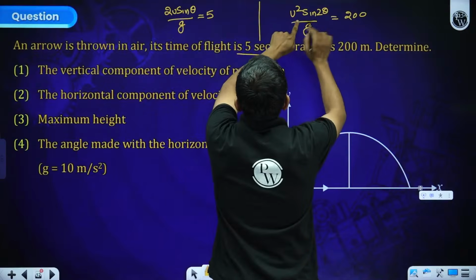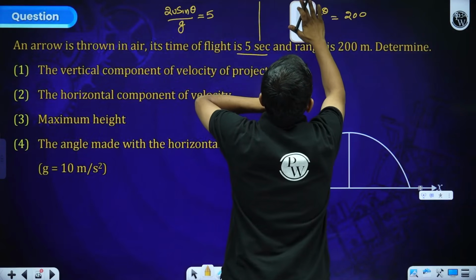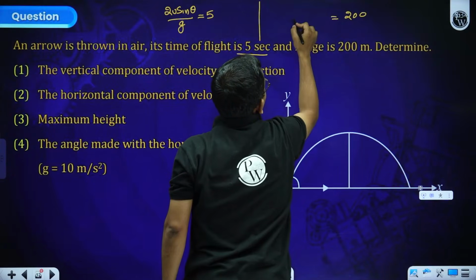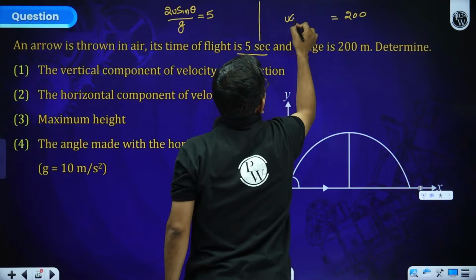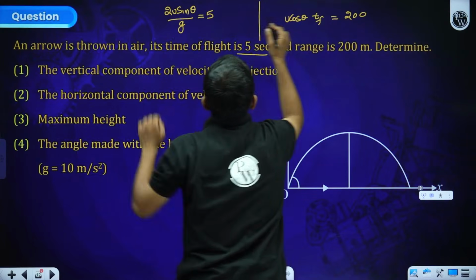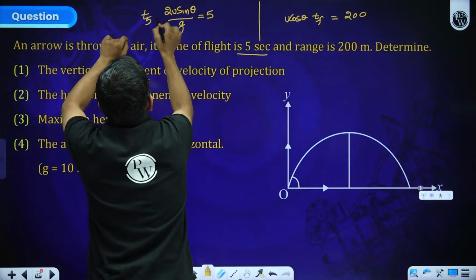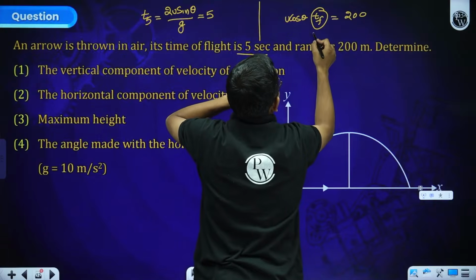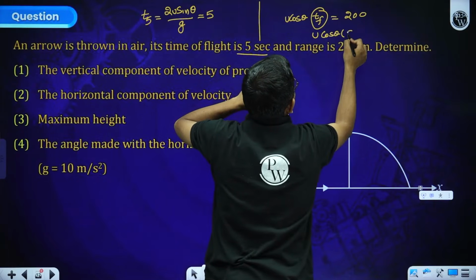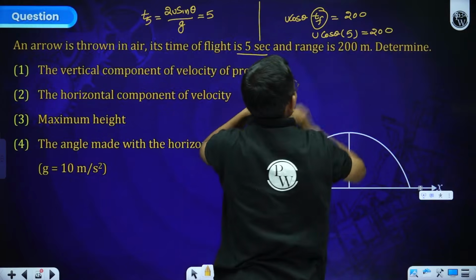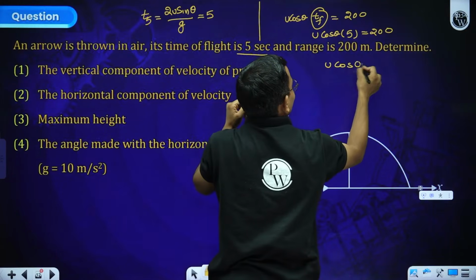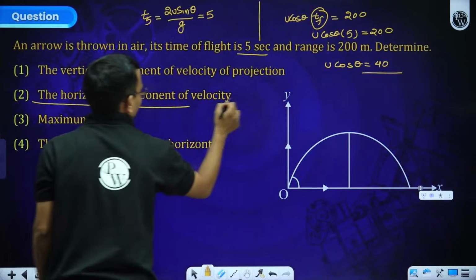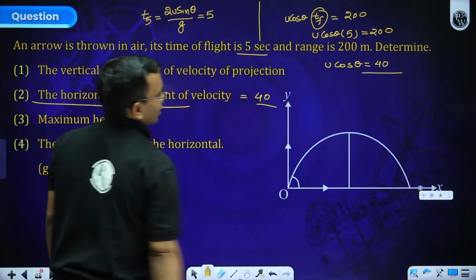If I break sin 2 theta as 2 sin theta cos theta, what is this? Range is basically my horizontal component into time of flight. This is what we did. This is my time of flight actually. You put this time of flight as 5 here. So this will be u cos theta into 5 is 200. So u cos theta comes out to be 40. What is u cos theta? This is the horizontal component of velocity. So horizontal component of velocity comes out to be 40.